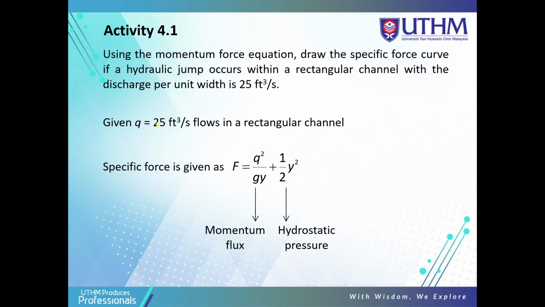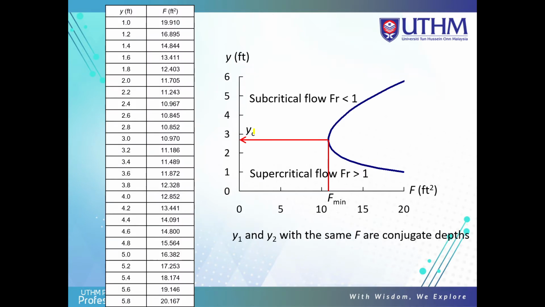So this is using the momentum force equation, drawing the specific force. From the specific force here, we get the momentum flux and hydraulic pressure. The y1 and y2 with the same force are conjugate depths. From this part, we get the subcritical flow and the supercritical flow. So we just draw here and we get the y1 and y2 with the same F, which are conjugate depths.